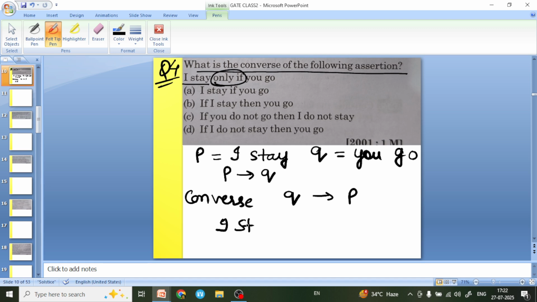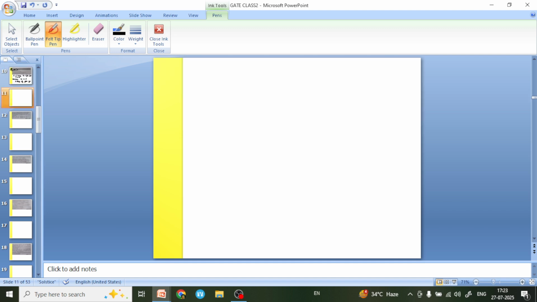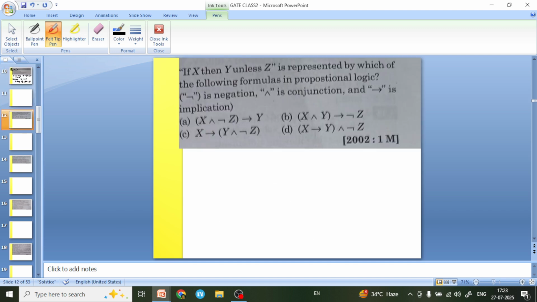means I stay if you go. I stay if you go, that means Q implies P. So the answer will be I stay if you go. Now next question, question number 5.